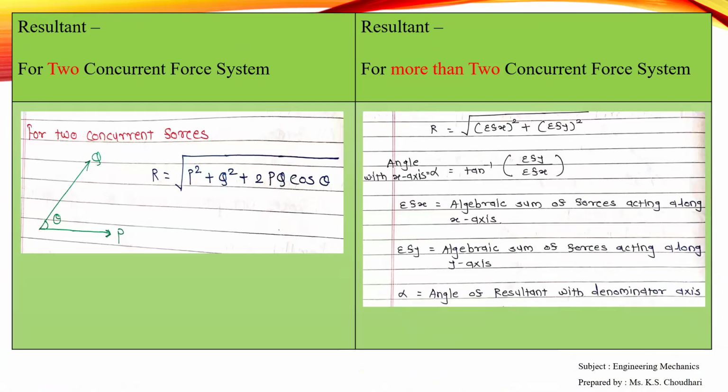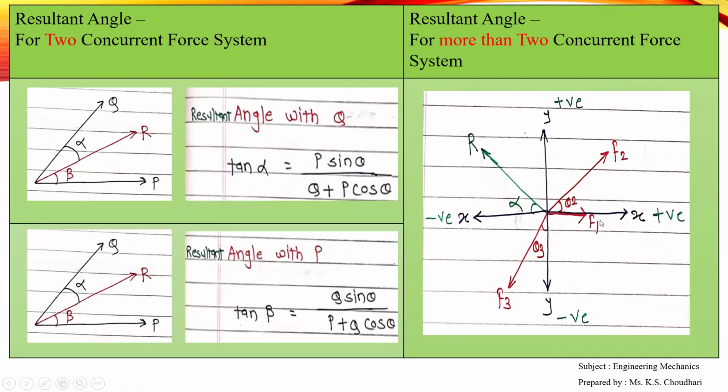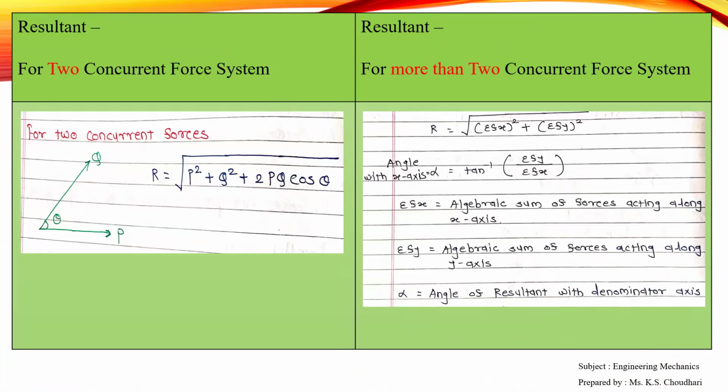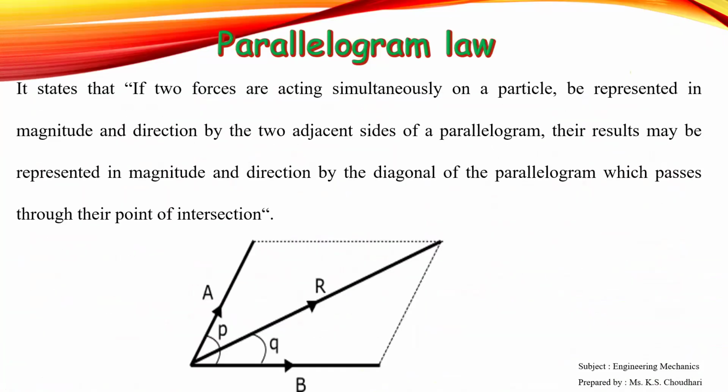Okay, so this is the way to find the resultant for a more than two concurrent force system. But just remember this formula and this formula. This formula we will use when there are more than two forces. Okay. Pause the video and understand this again. Read this again carefully. You will easily understand what it is.